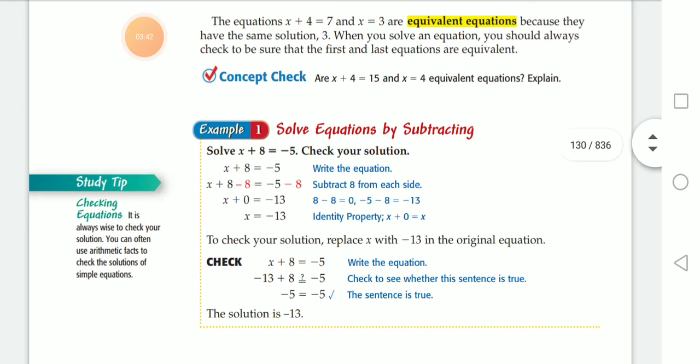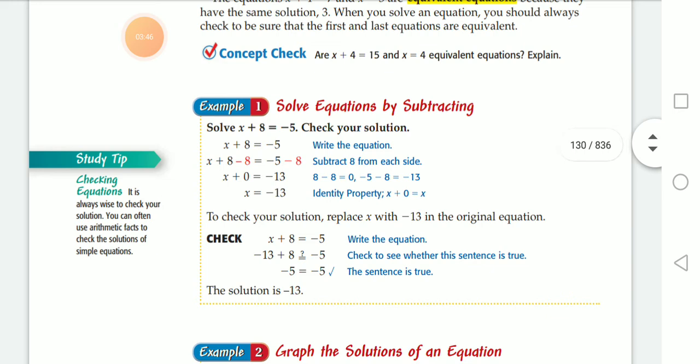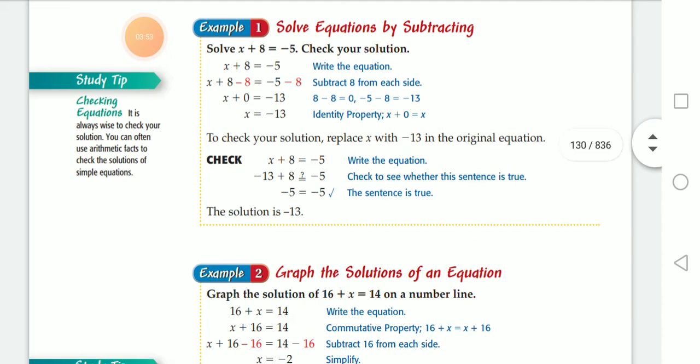When you solve an equation, you should always check to be sure that the first and the last equations are equivalent, right? So this is for you. Example 1, solve equations by subtracting. As you see, x plus 8 equals negative 5. Check your answer now.